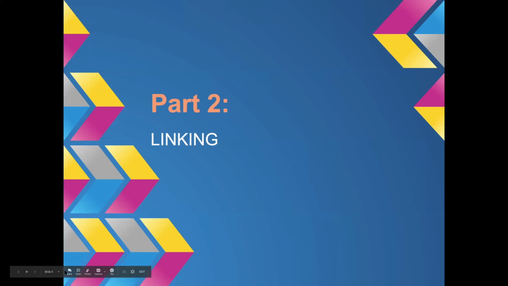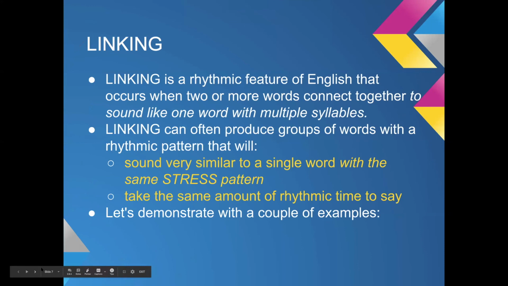So let's talk about what linking is. So remember, English is a rhythmic language. So linking is a rhythmic feature of English. It occurs when you have two or more words that connect together. So oftentimes it makes it sound like it's just one long word, but with multiple syllables. That makes listening to English very difficult, and of course it also makes communicating with people a challenge as well. So linking is something that's very common in English.